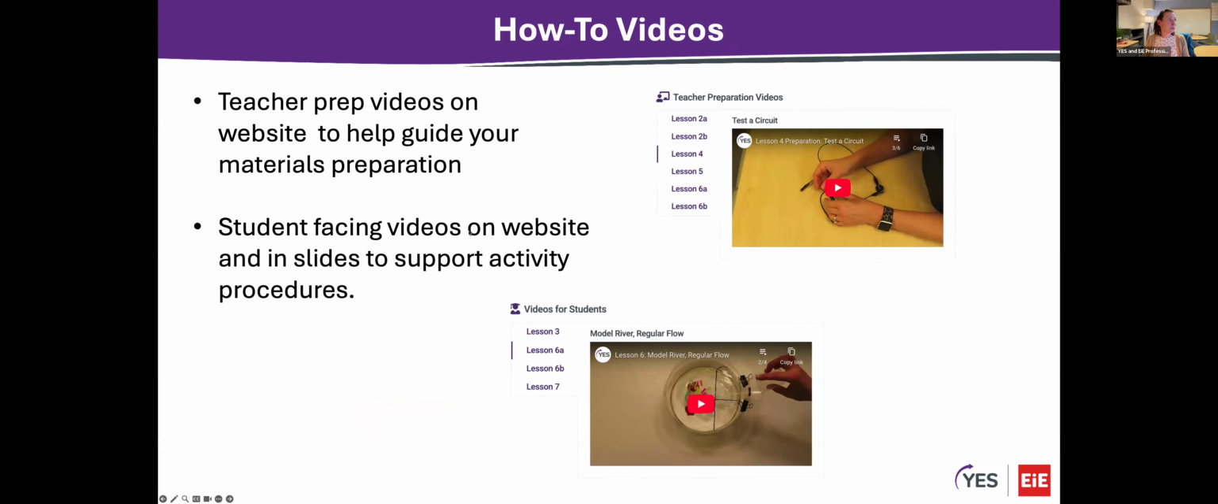But then there are also student-facing videos on the website and embedded into our slides that will support students with the activity procedures. This is a video from our plastic filters unit that really shows kids how to pour your plastic pollution into your model bay to model this flow of plastic into a bay. That video is there to help you with those testing procedures.